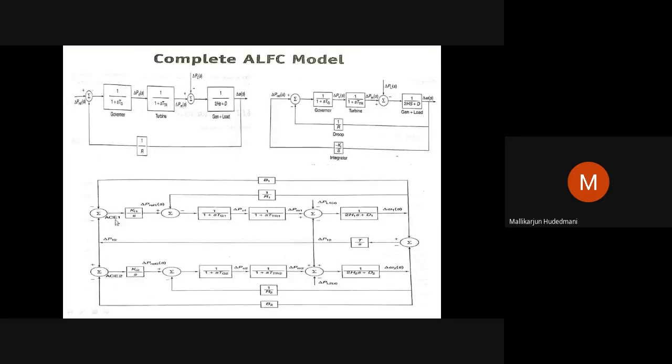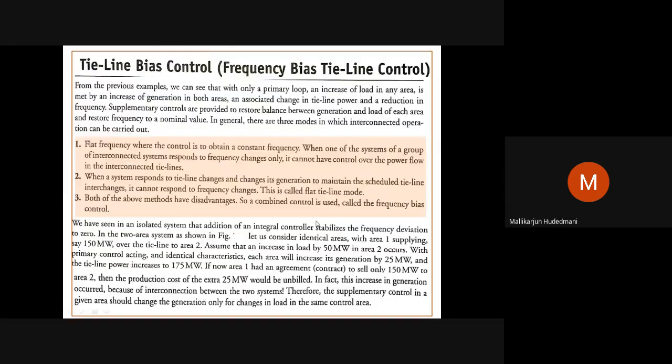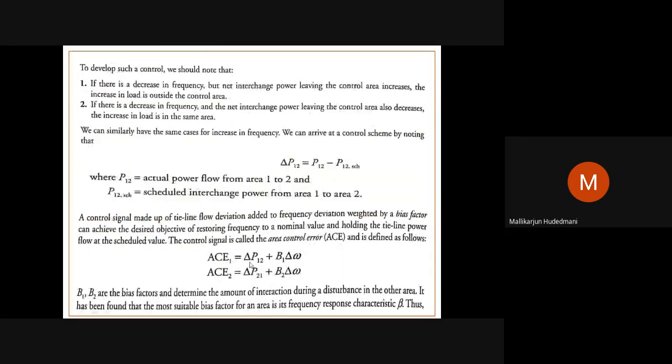This angle, this ACE I'm trying to write. This ACE1 is what? Delta P12 and delta omega and B1. This is the equation which was written here, correct? ACE1 is delta P12 plus beta 1 delta omega. ACE2 is delta P21 plus beta 2 delta omega. These two equations we revise on this basis.